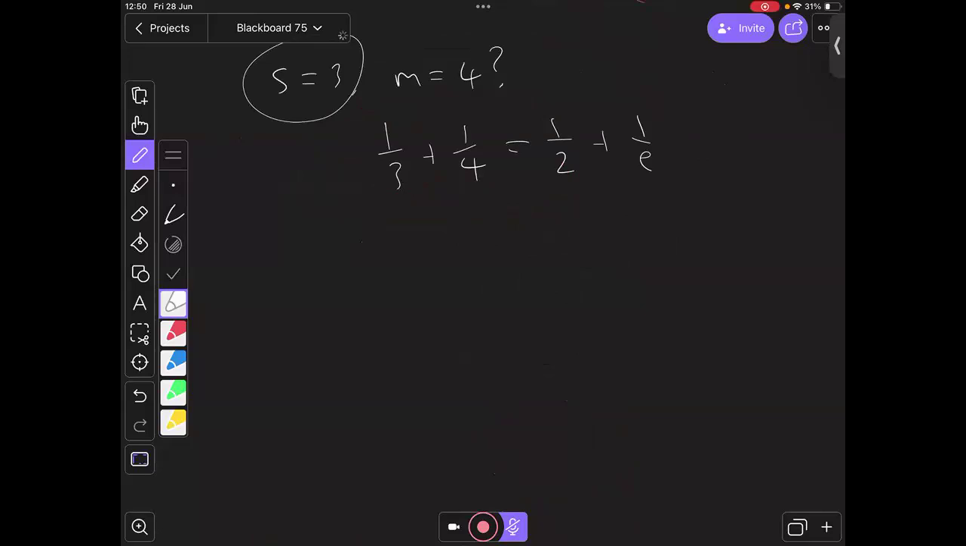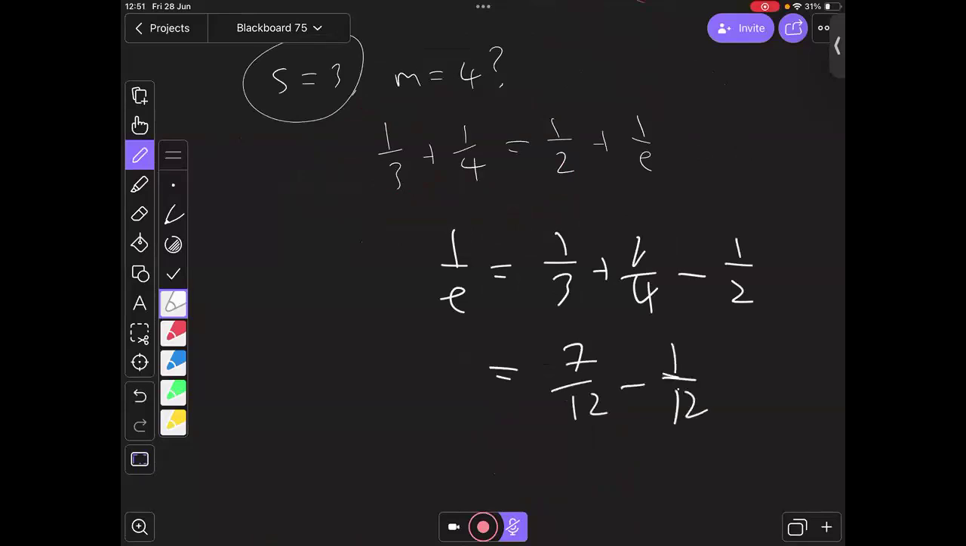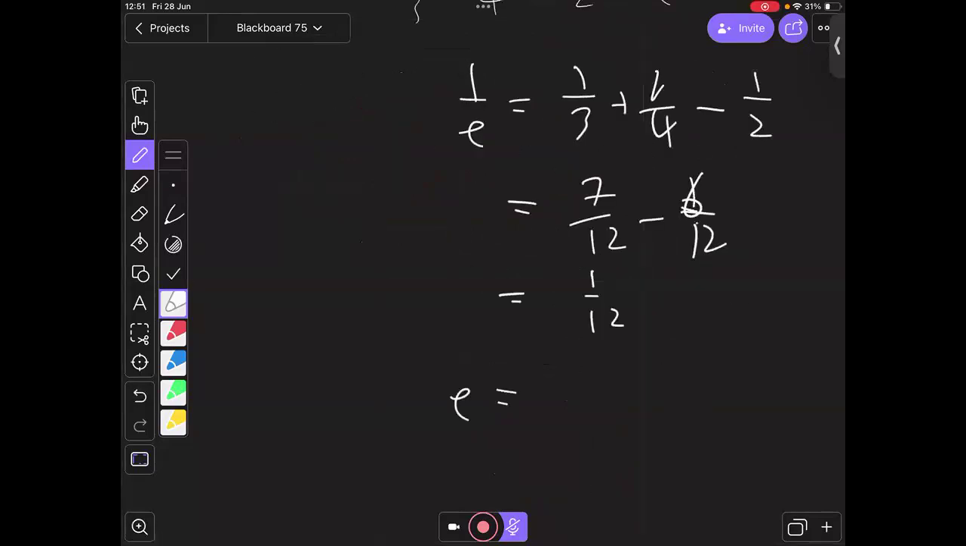And so now rearranging this, what does 1 over e have to be? So 1 over e has to be 1 over 3 plus 1 over 4 minus 1 over 2. Let's do all of this in twelfths. This is 4 twelfths plus 3 twelfths is 7 twelfths, minus 6 twelfths, which equals 1 over 12. So what is e? So e would have to be 12, right?